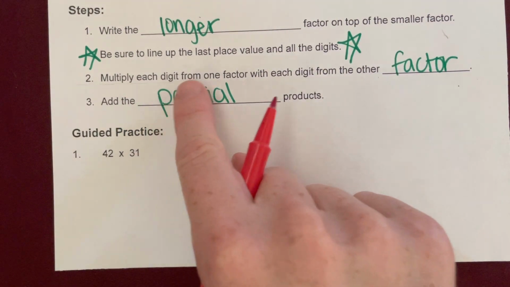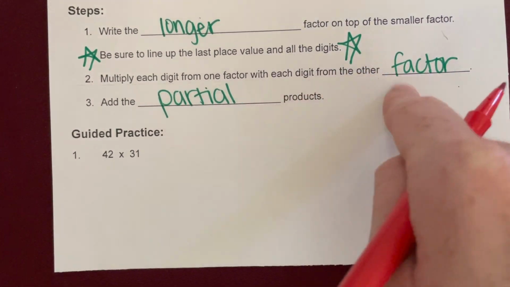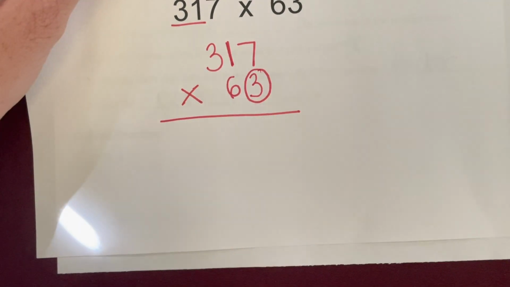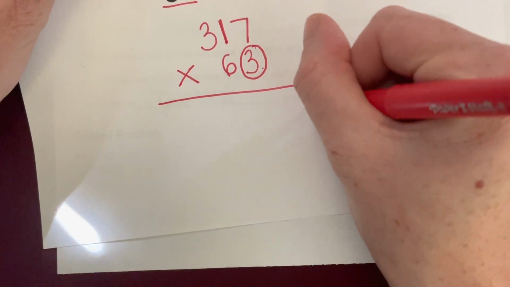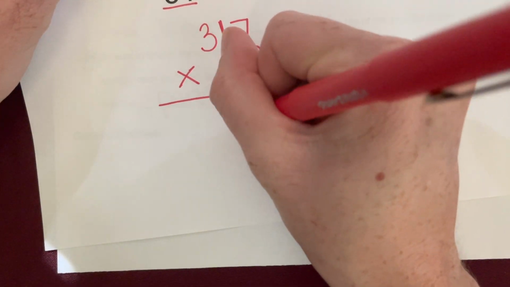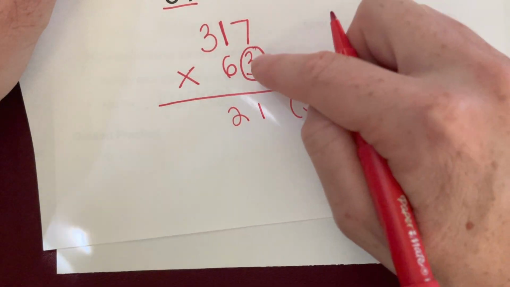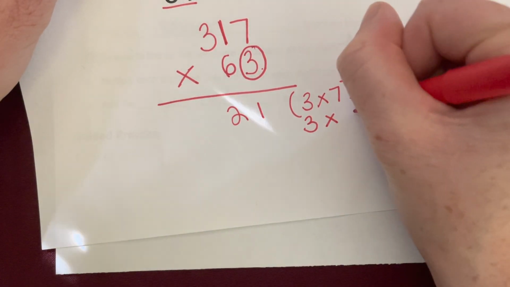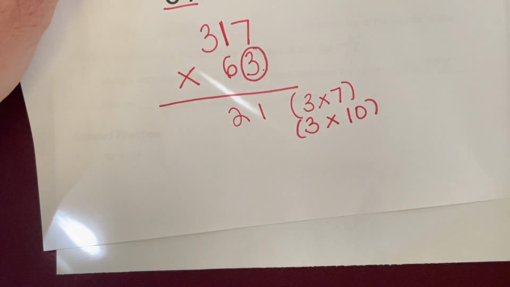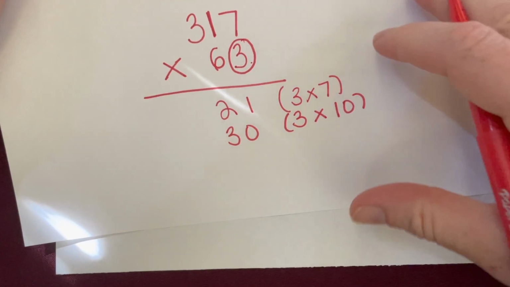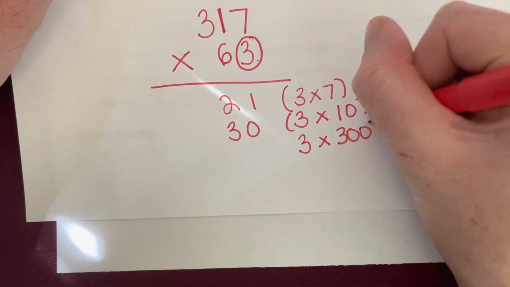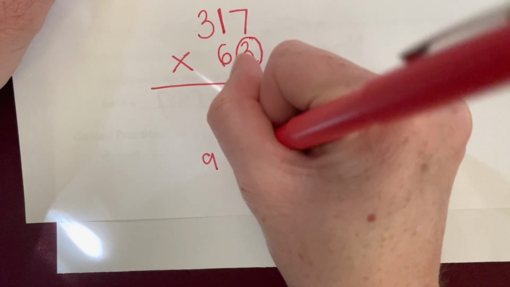Step number 2, multiply each digit from one factor with each digit from the other factor. So I have my starting spot. I always start with that 3, the bottom right corner, and multiply 3 times 7. 3 times 7 is 21. Now I'm going to do not 3 times 7, but 3 times 1. But that 1 is in the tens place, so it's not 1, it is 10. So I'm multiplying 3 times 10, which is 30. Now I'm going to multiply 3 times 3, but this 3 is not 3, it's 300. So I'm multiplying 3 times 300, which is 900.